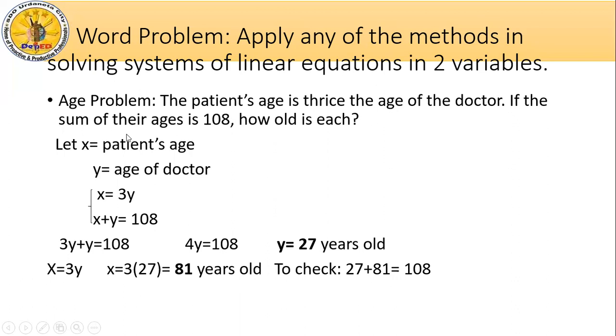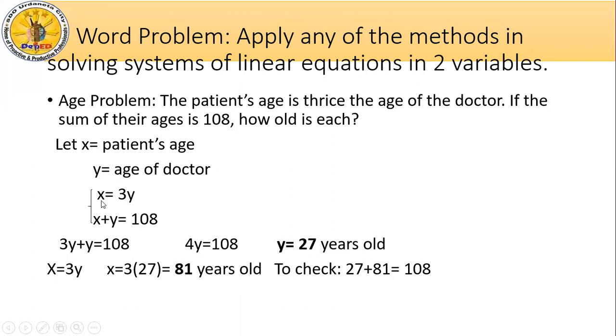So let us represent X as the age of the patient and Y as the age of the doctor. On the first statement, the patient's age is thrice the age of the doctor. So X is equal to 3 times Y. The second equation is if the sum of their ages is 108. So if you add X plus Y, it is equal to 108. So we now have a system of linear equations in two variables.